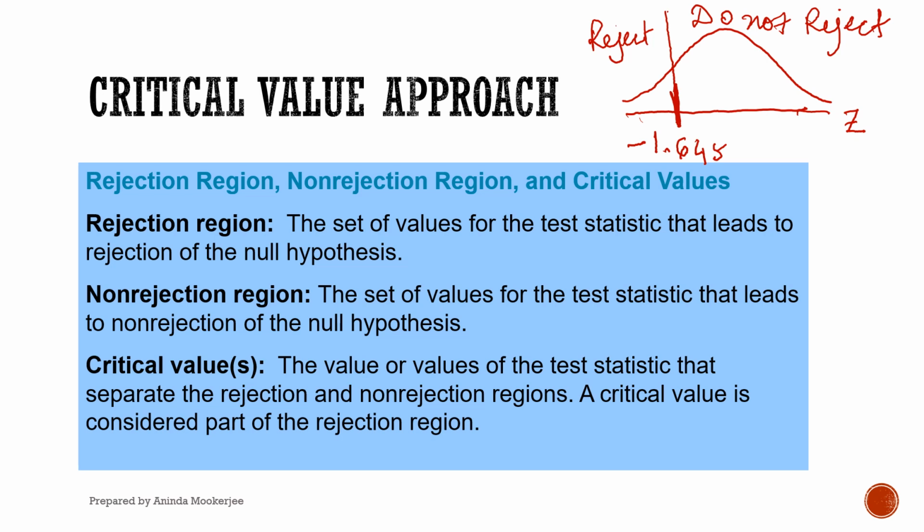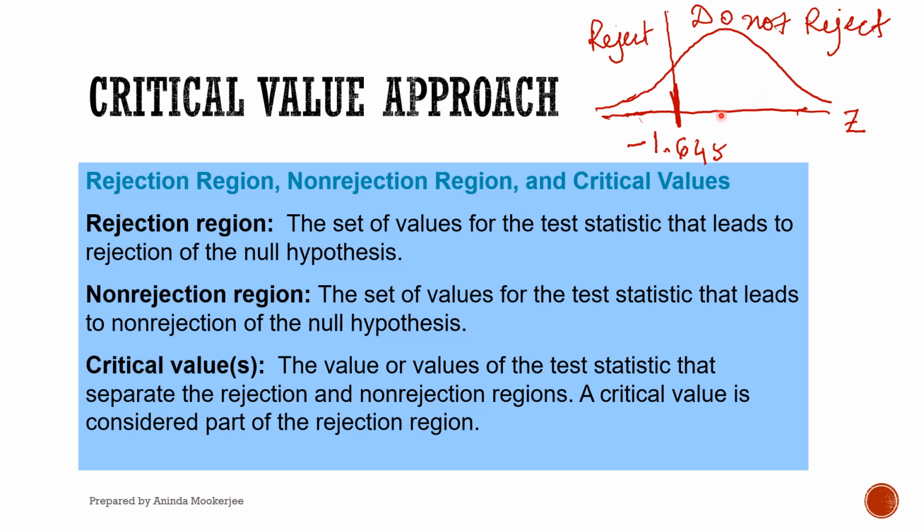And if your test statistic, that is, your evidence obtained from your sample study, is a value that falls in the rejection region, then we will reject the null hypothesis in favor of the alternate hypothesis. If it falls in the do not reject region, then we will keep the null hypothesis as is. We will not reject it.